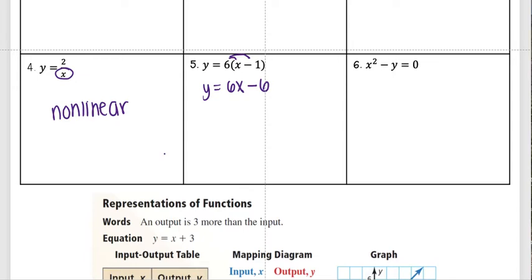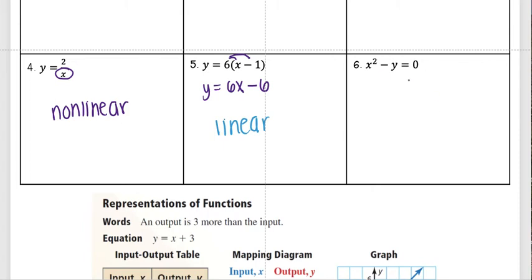Are x and y multiplied together? No. Is x in the exponent or y in the exponent? No. Do they have exponents of 1? Yes. Are x and y in the denominator? No. And is there a square root that x and y are in? No. So it passed all of my checklists. That means this one is in fact linear.